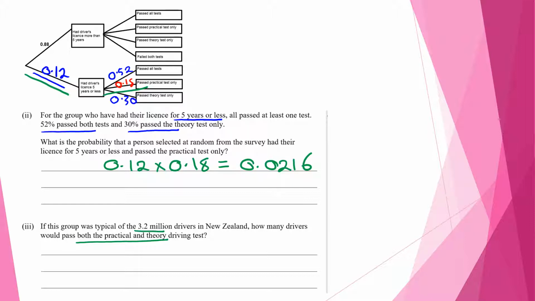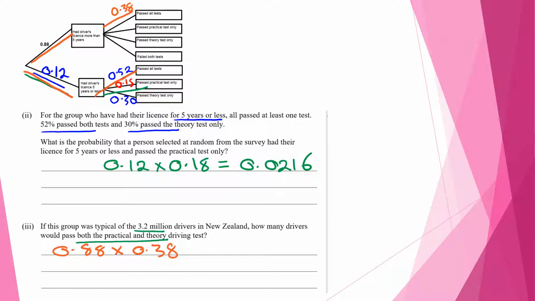So I'm just going to change my colors here, and I'm looking at driver's license for more than 5 years and passed both tests. Passed both tests is that one there. And remember from before, that's going to be 0.88 times, from our previous question, we know that that's 0.38. And we also need to look at the group that had their license for less than 5 years, this group down here, and passed both tests, so this branch in here.